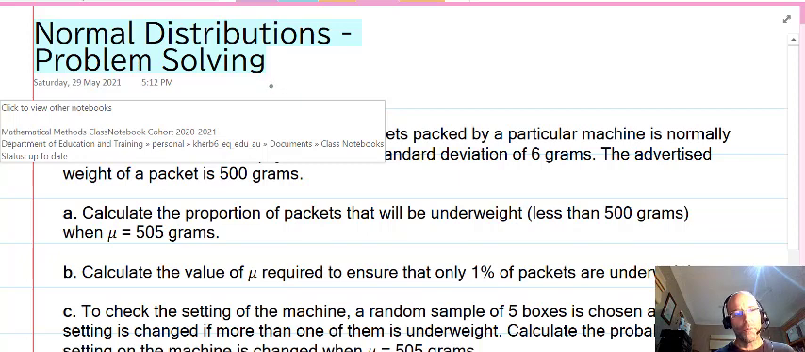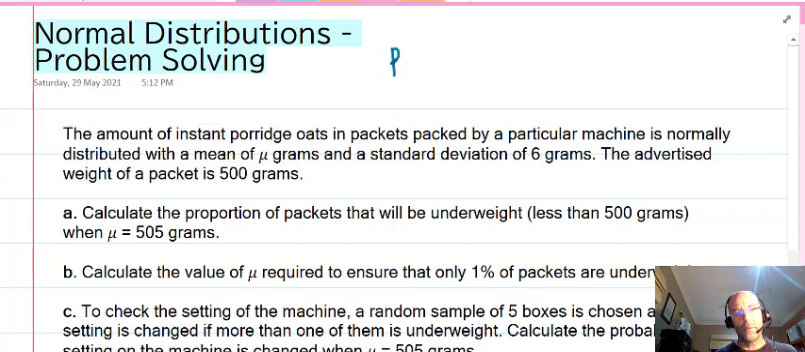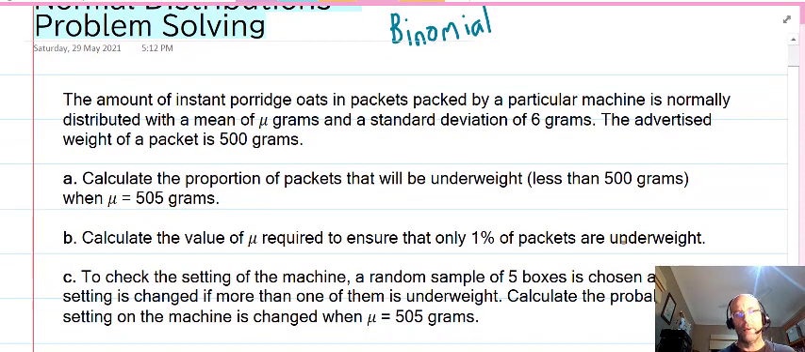We're going to do some problem solving with normal distributions and a bit of binomial. We'll sneak in there too. Okay, so we're going to go by example here, and I'll elaborate on problem solving strategies and any insights you may possibly find interesting. Okay, so here's the question, here's the task.